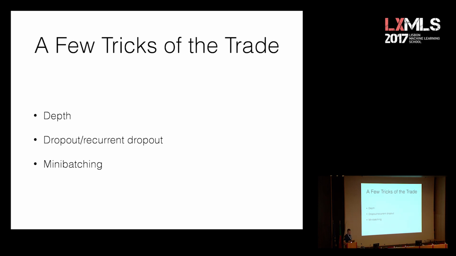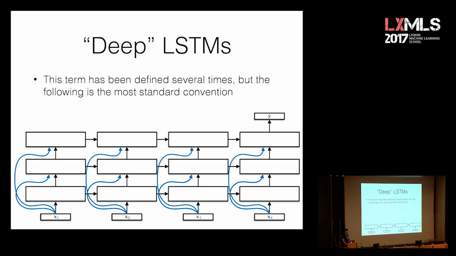Okay, so there are a few things you can do when you're working with RNNs. I'm going to talk about depth, dropout, a variant called recurrent dropout, and mini batching. We all talk about doing deep learning. What does that really mean? To a certain extent, you can think about the representation of the input when you get to the end of time. There's been a lot that's happened in between that's very deep. But that's not what we mean by deep in LSTMs.